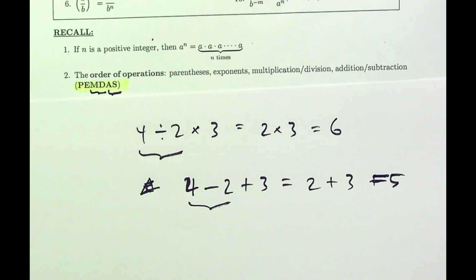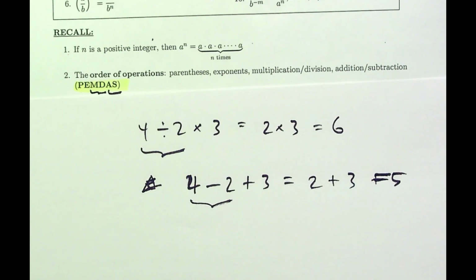Okay, so the M and the D have the same weight. So do them in the order in which they appear. And the A and the S, the addition and subtraction, also have the same weight. So you do them in the order in which they appear. Other than that, you follow the order in PEMDAS.